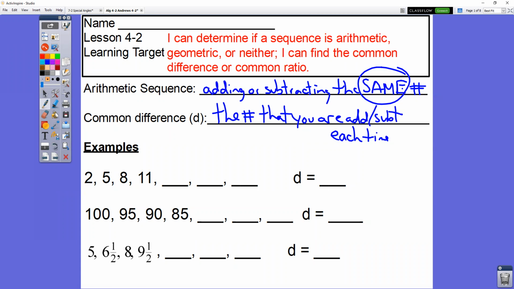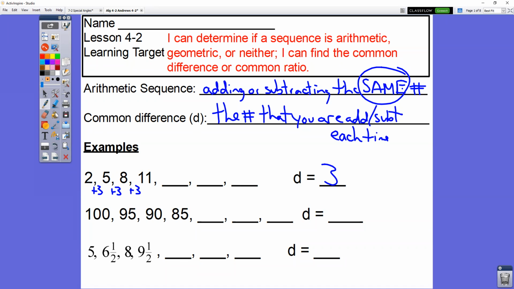So let's take a look. We're going to do a whole bunch of examples today. Let's take a look at this first one, 2, 5, 8, 11. So what you have to do is find the next 3 numbers in the sequence and identify your common difference. To get from 2 to 5 to 8 to 11, we are adding by 3 each time. Since we're adding by 3 each time, our common difference would be a 3.